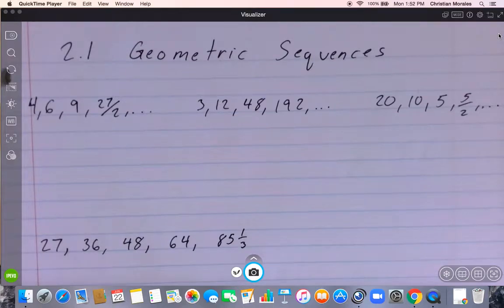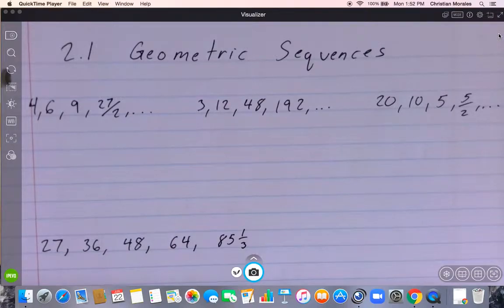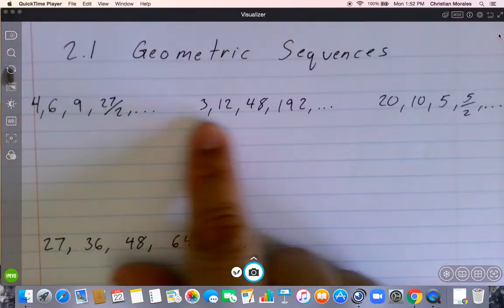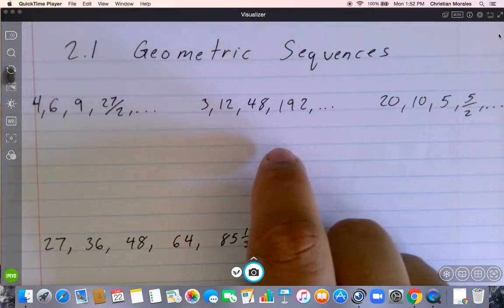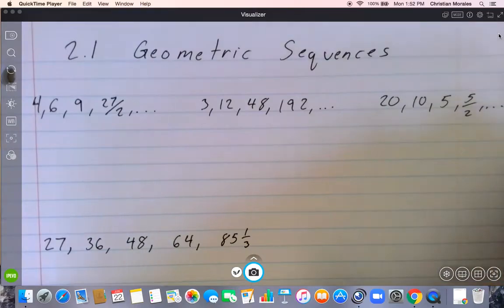So day 2, part 1, starting with geometric sequences. Geometric sequences are basically what you were doing yesterday when you were looking at exponential functions. These are patterns that are multiplying. If you look at all 3 of these on top, each of them is a geometric sequence. They're all doing the same thing.